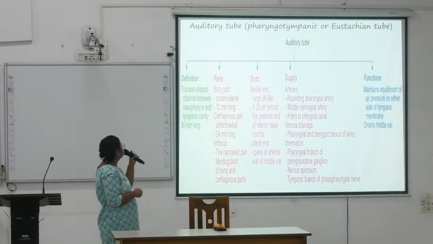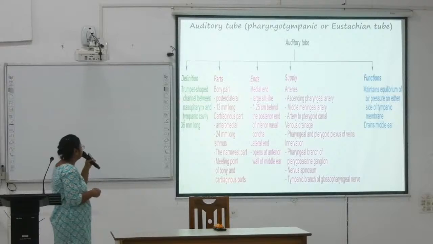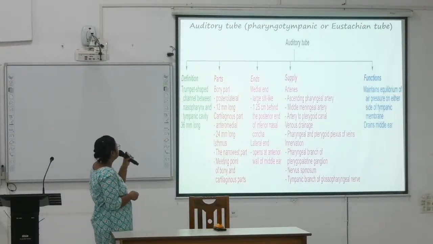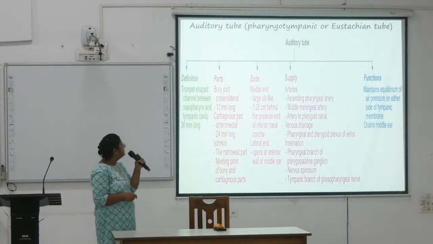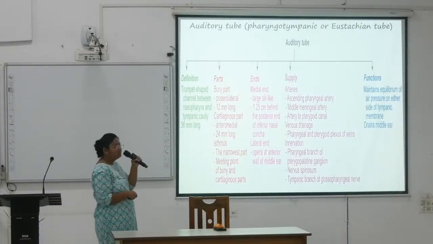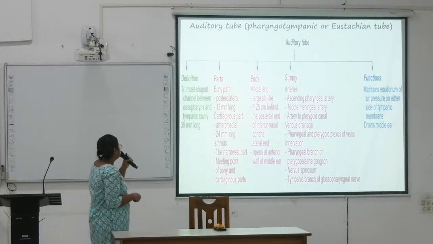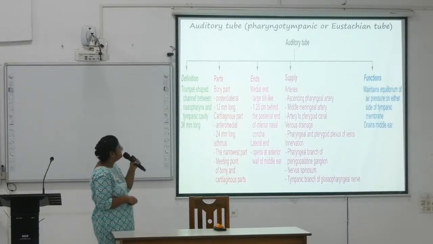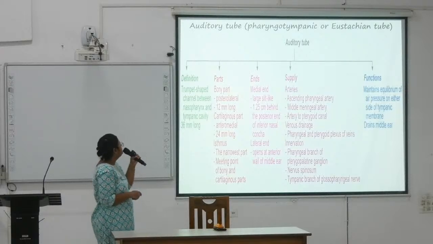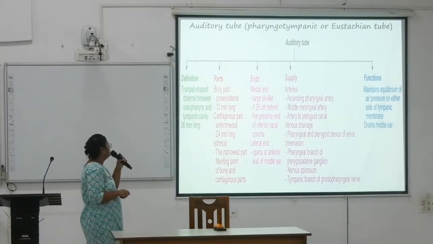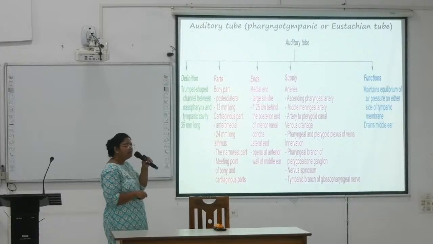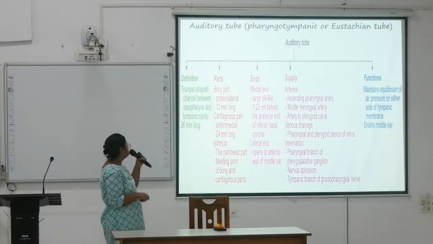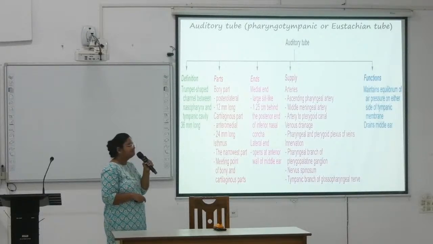So, definition: it is a trumpet-shaped channel between the nasopharynx and tympanic cavity, 36 millimeter long. Parts are the bony part, posterolateral, 12 millimeter long, and the cartilaginous part, anteromedial, 24 millimeter long. Isthmus is the narrowest part, the meeting point between bony and cartilaginous part. What are the ends? Medial end and lateral end. Medial end is large, slit-like, 1.25 centimeter behind the posterior end of the inferior nasal concha. Lateral end, it opens at the anterior wall of the middle ear.